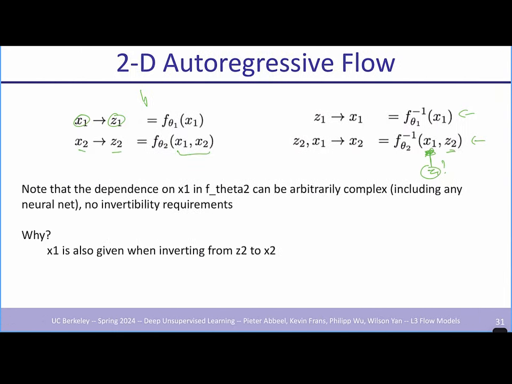Something I want to really highlight here is that the dependence on x1 in f theta 2 can be arbitrarily complex. When f theta 2 is computed here, it takes in an x1 and x2. It turns x2 into z2, and that needs to be invertible. You're constrained to make that invertible. But x1 is a given. It's like a known when you're doing that. And the way you use x1 doesn't matter, as long as no matter what choice of x1, the whole thing is still invertible. So you need to take care of that, but there needs to be nothing particularly constraining about how you process x1 there.